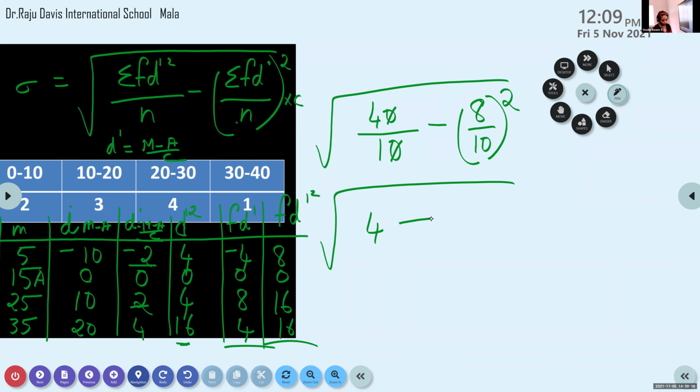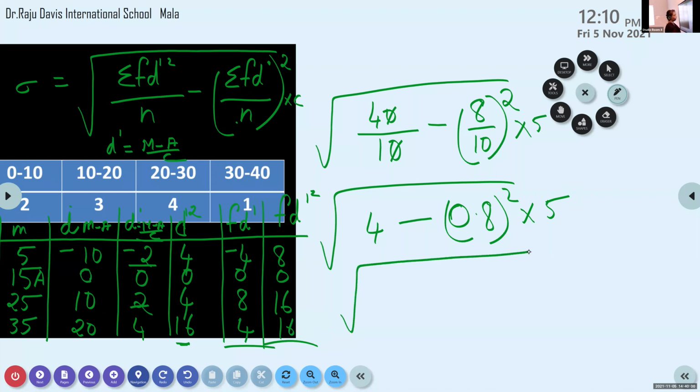Eight by 10, when you simplify, what are you getting? Find out. What you will get for 8 by 10 means what? 0.8. 0.8 square will come into C. What is C here? 5. Okay, into 5.